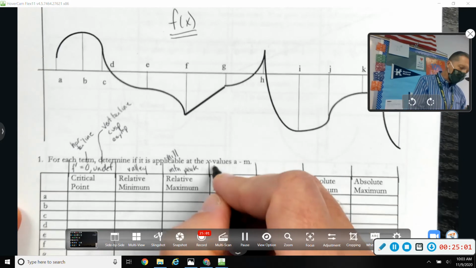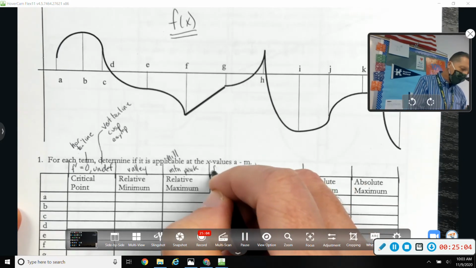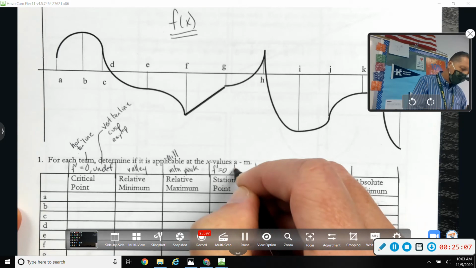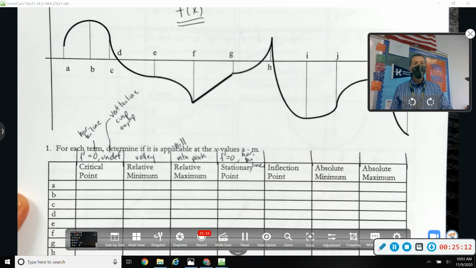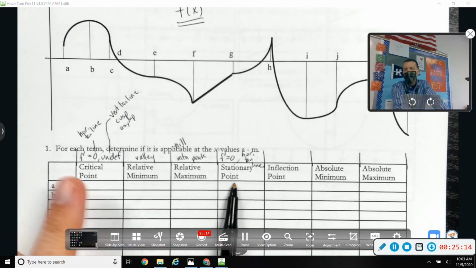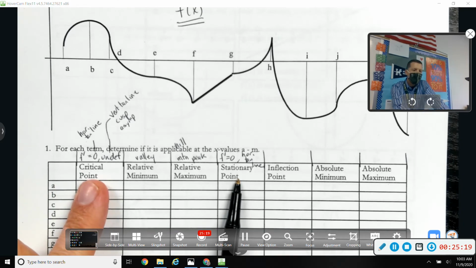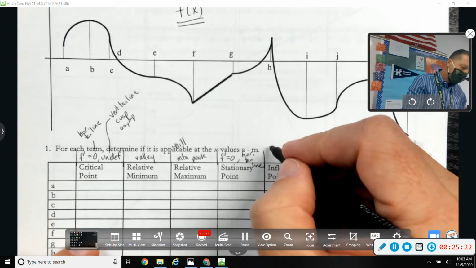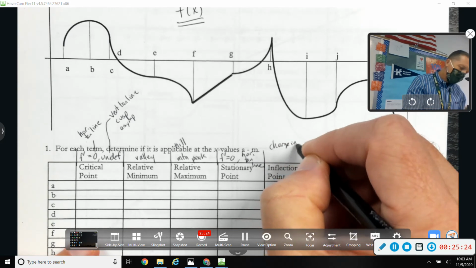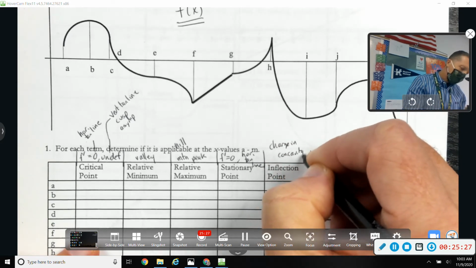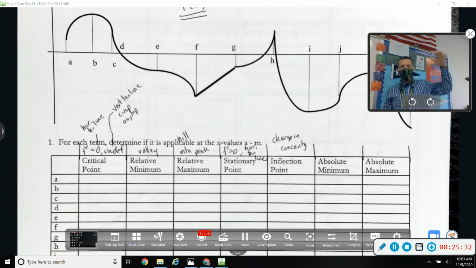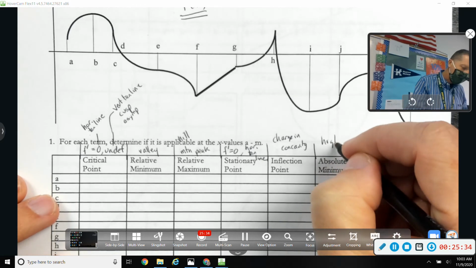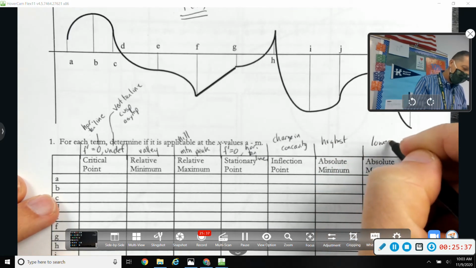Stationary point, I don't know that we've used that term before, but that would be where f prime is 0. So that would be a horizontal tangent line. So that's sort of a subset of critical points. The critical points where f prime is 0 are also stationary points. Inflection point would be change in concavity. Absolute minimum and absolute maximum, hopefully those are easy. That's just the highest point and the lowest point.